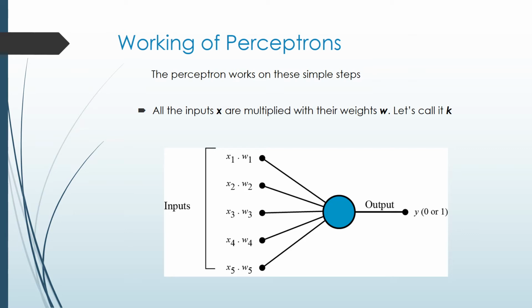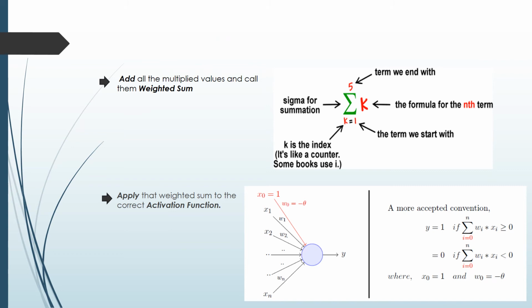Working of perceptrons. The perceptron works on these simple steps. All the inputs x are multiplied with their weights w. Let it be called k. That is, x1.w1 up to x5.w5. The dot indicates multiplication. Add all the multiplied values and call them the weighted sum. Here is an example of this weighted sum.